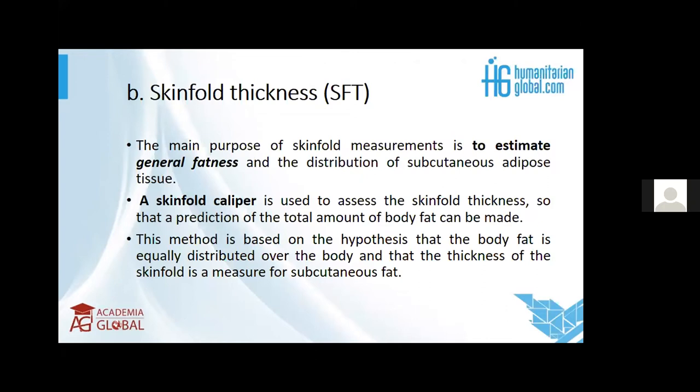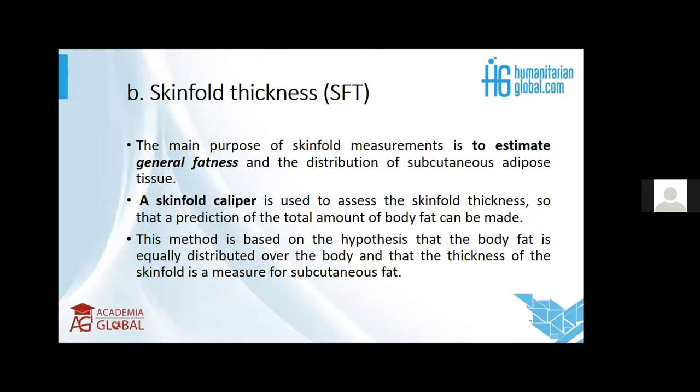Now the next measurement that is used to assess body composition, it's not so common, but it has been used in several setups, is the skin fold thickness. So these skin fold measurements are used to estimate the general fattiness and the distribution of the subcutaneous adipose tissue. Let's just remember that the subcutaneous adipose tissue or fat is the kind of fat that is found underneath the skin. So the kind of fat that is all under our skin, which has its purposes, like thermoregulation and other purposes, is the one that is called subcutaneous.